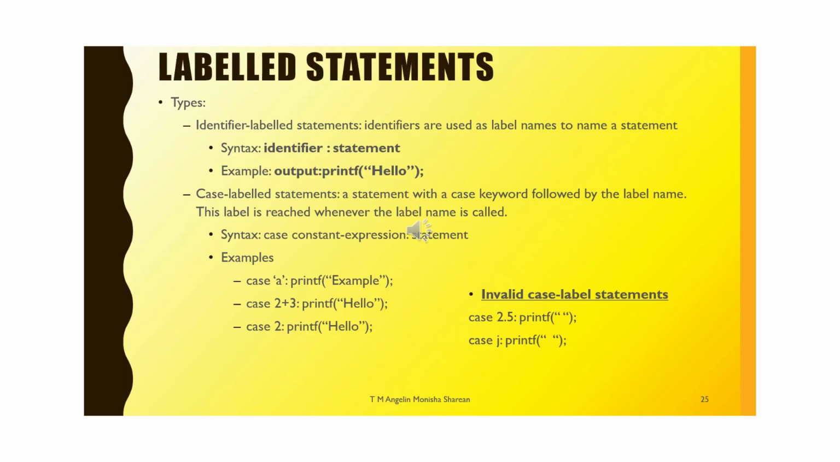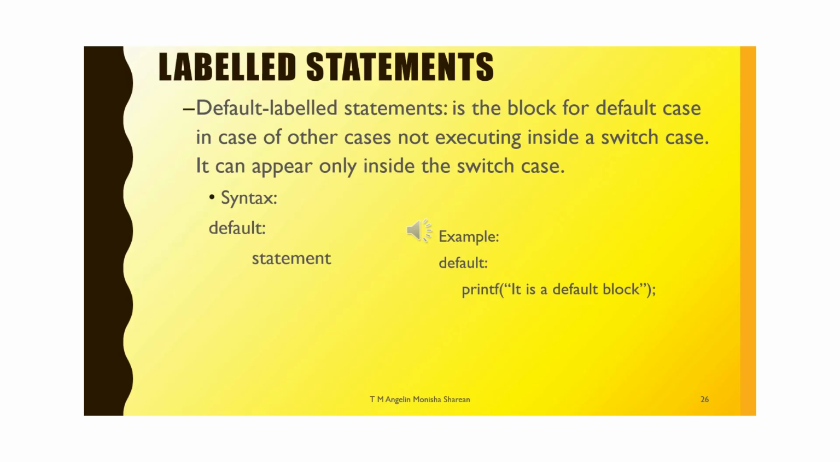So in this example, you can see three different cases. That is case A, which is nothing but a character, and case 2 plus 3, where 2 plus 3 is an expression, and case 2, which is a pure integer. And coming to invalid cases, you cannot go for cases labeled with floating point numbers or variables. If you do such things, it will be considered an error.